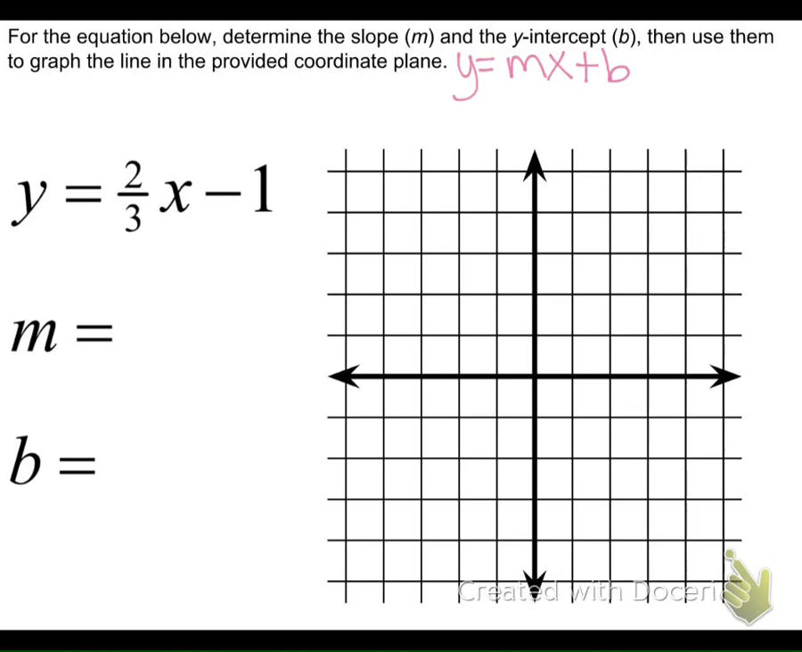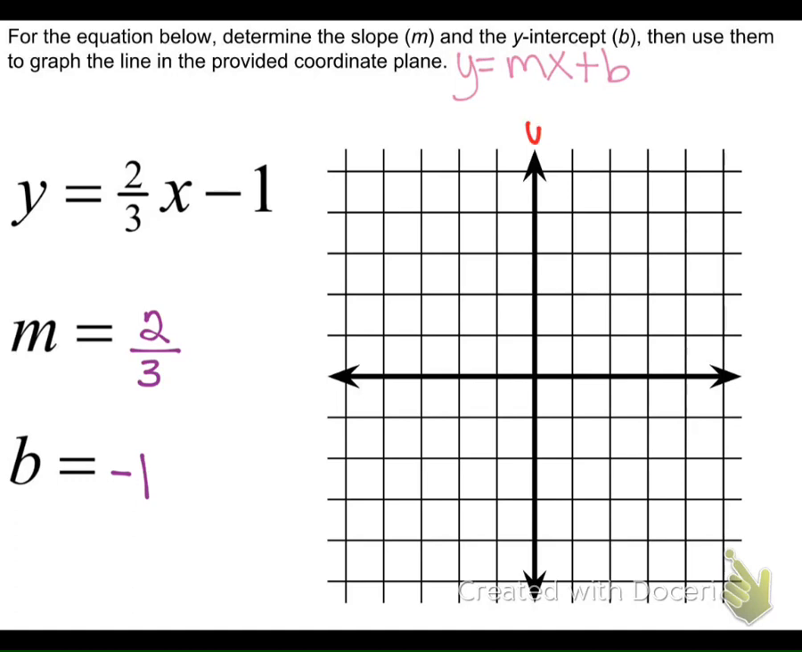Okay? So we're going to look at this equation here, and we're going to first identify the slope, then identify the y-intercept. From there, we're going to graph it. So looking at this, what is going to be my slope? 2/3, because that's the number that's being multiplied by x. So the slope is 2/3. Then my y-intercept is -1, because that's the number that's by itself.